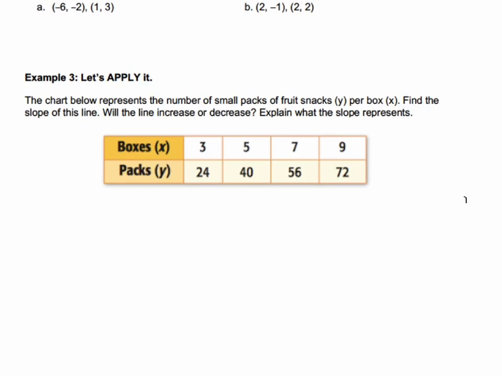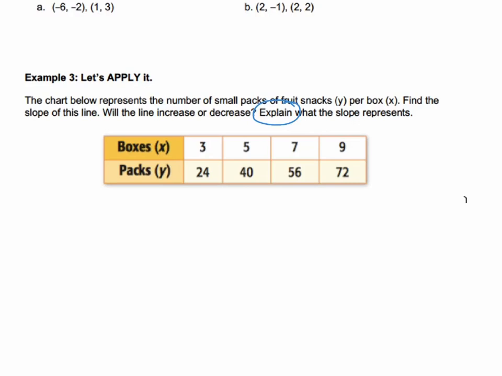We would find the slope of this line is the first thing we're asked to do. Then we're asked to, after we find the slope of that line, determine if the line will increase or decrease. And then, oh man, your favorite word and mine, we got to talk about what that means, because this will be really important when we get to section 2.6. You have to interpret the number you find.